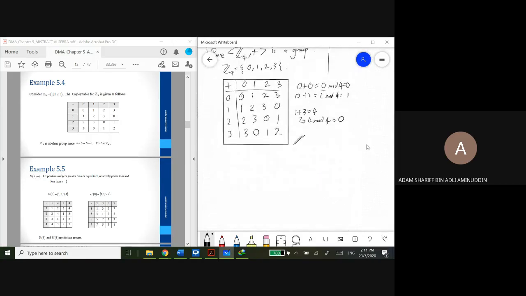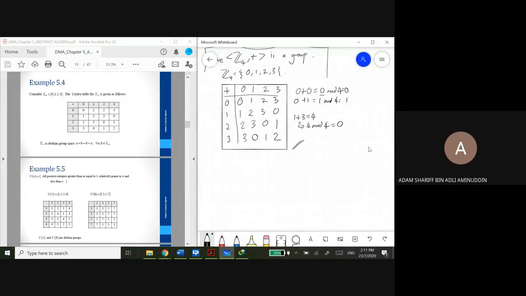Okay, now I will finish this question. Prove that this is a group. Listen carefully. Now I have finished the Cayley table. Now I can answer whether it's a group or not. We start with closure. For closure, we take two elements from Z4, be it 0, 1, 2, 3.